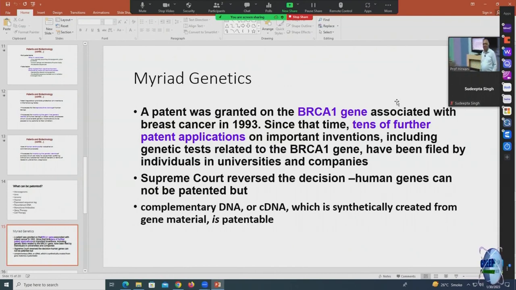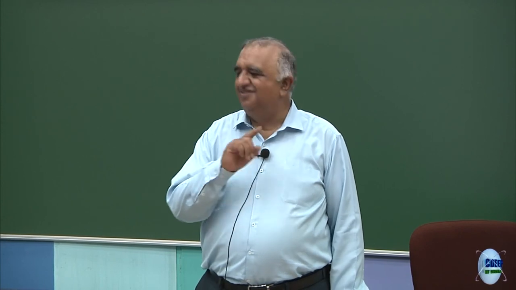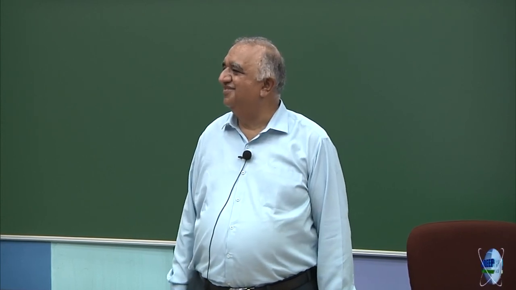So, what you can patent is complementary DNA, which is synthetically created from gene material, is patentable. Human genes cannot be patented now, but only complementary DNA. This is what the Supreme Court has reversed.